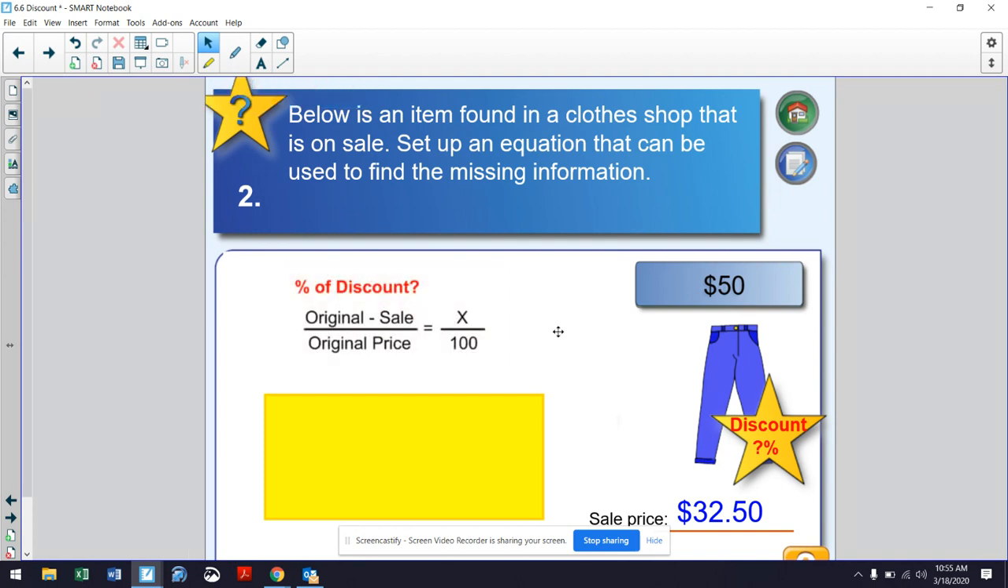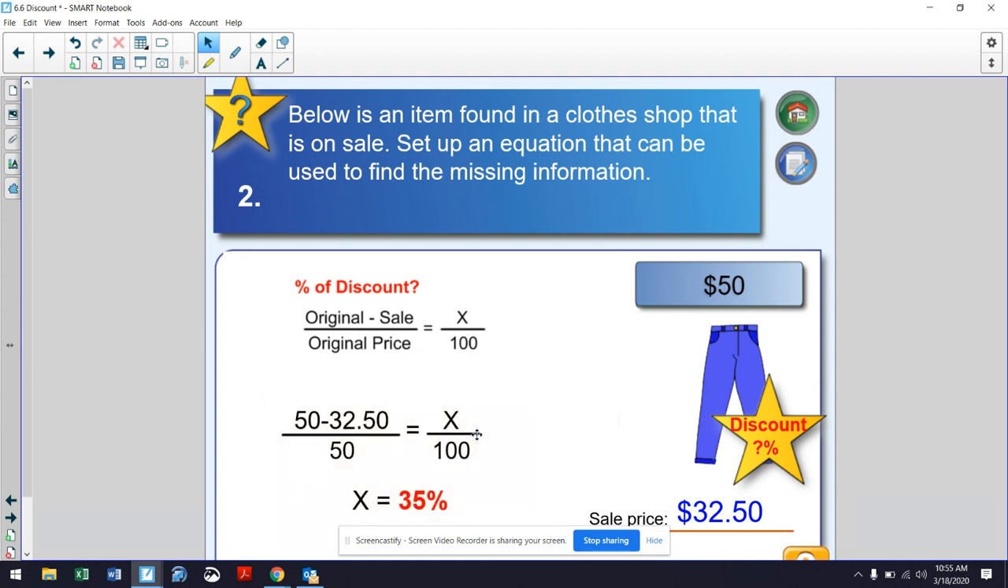In this case, hopefully you found that formula. So we're just going to plug in the information that we know. The original price, $50, the sale price right here, $32.50. We're going to find the difference between the two of those and set that over the original price, which is $50. Then using cross multiplication, changing our decimal to a percent, we get 35%.